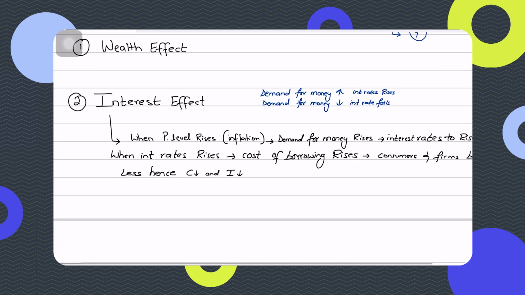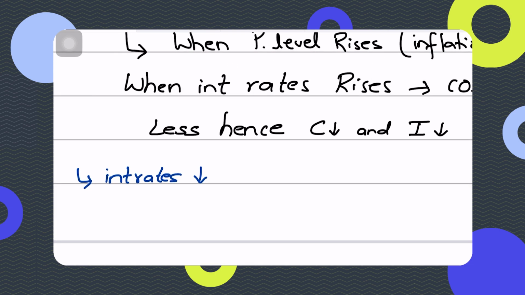So if your interest rates go down, your cost of borrowing, I'm writing COB, but don't write it like this in the exam, write cost of borrowing in full, would fall because it makes borrowing cheaper, which encourages investment in business expansion, factory expansion, more buildings, more equipment, capital.